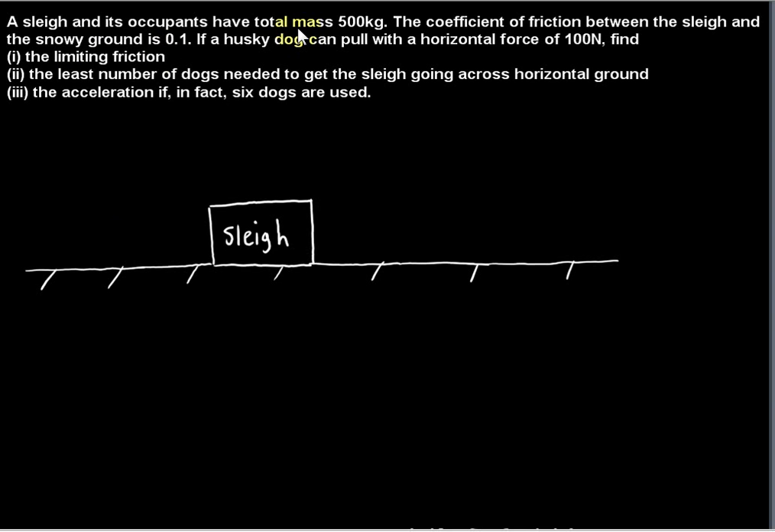A sleigh and its occupants have a total mass of 500 kilograms. The coefficient of friction between the sleigh and the snowy ground is 0.1. If a husky dog can pull with a horizontal force of 100 newtons, find the limiting friction.